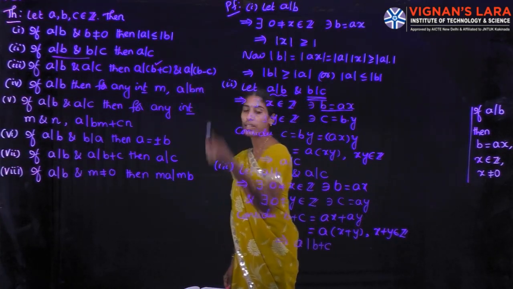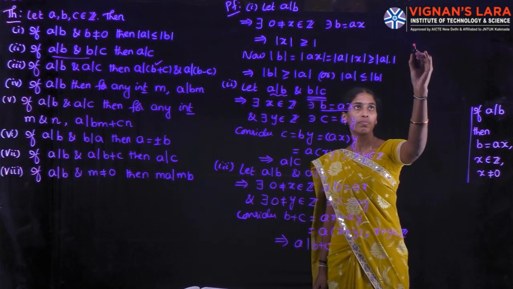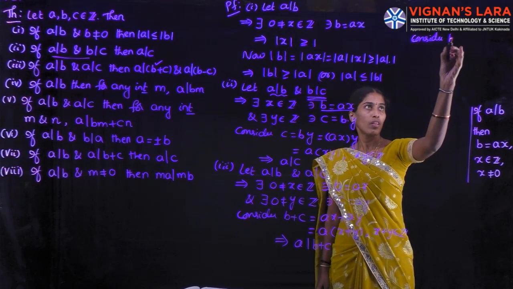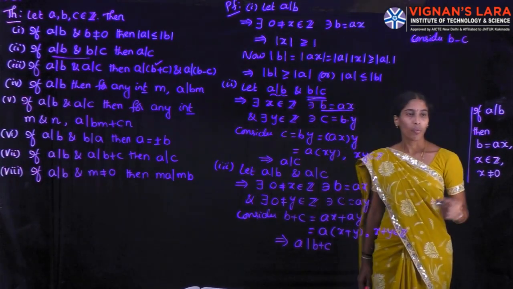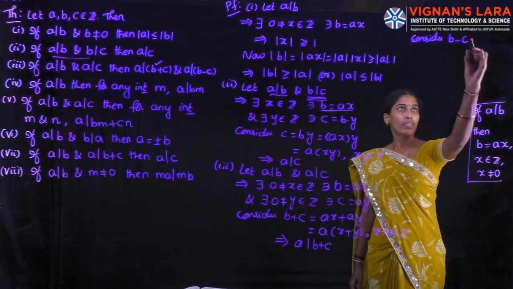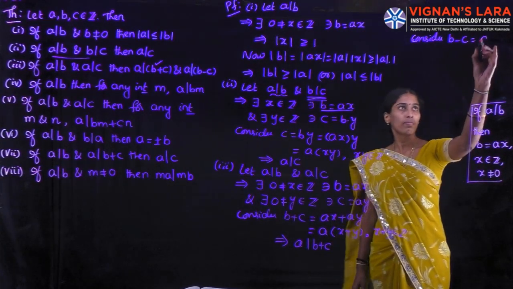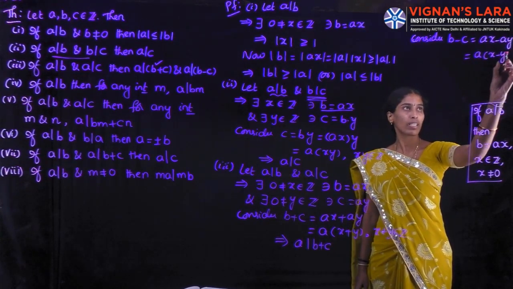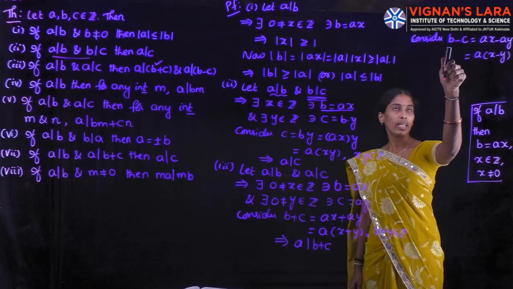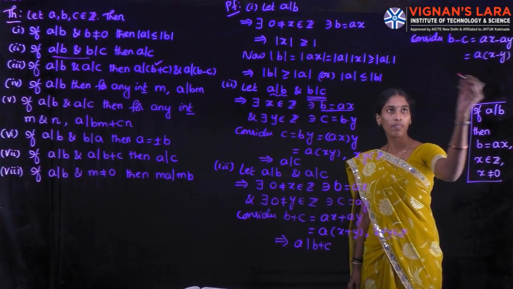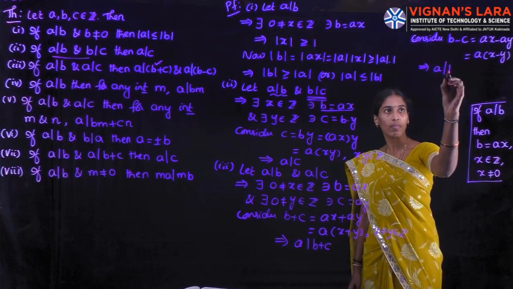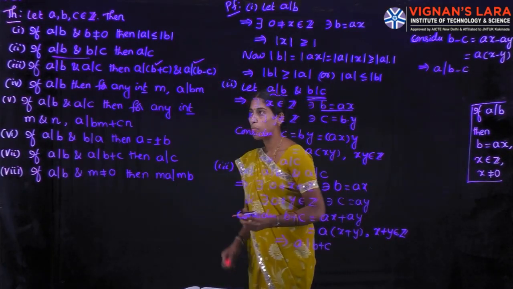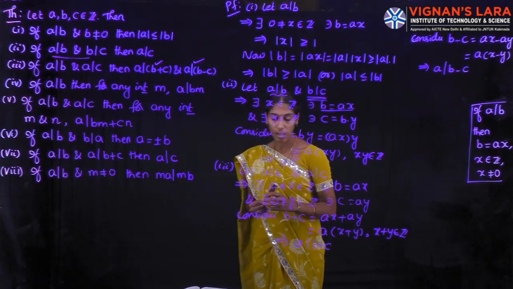What about the next part? A divides b minus c. For that, consider b minus c. What is b minus c? It is ax minus ay, which is equal to a into x minus y. So again here b minus c is a multiple of a, which implies we can say that a divides b minus c. The third one, second part also completed. Now we will see the remaining 5 parts.